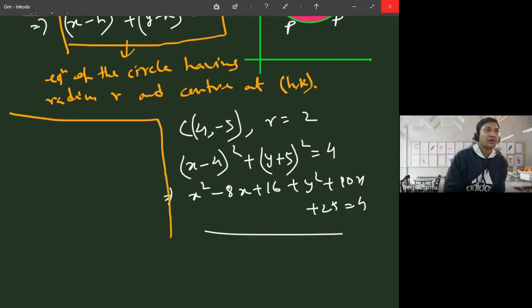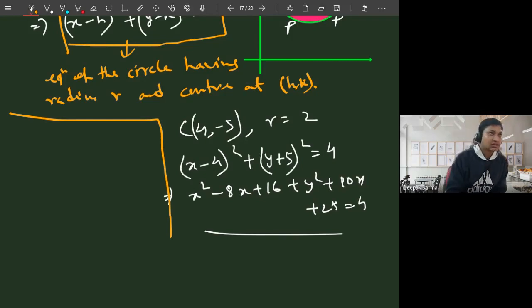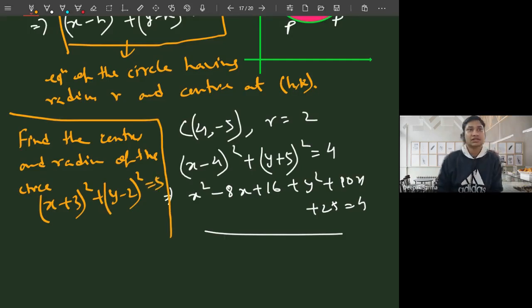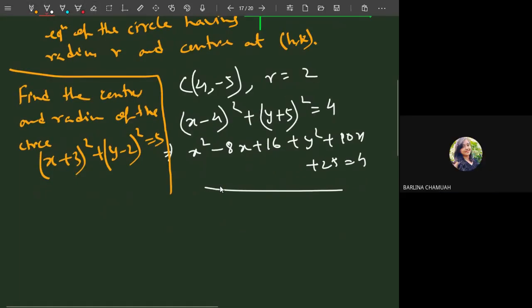Now, if I give you an equation and ask you to find the center and radius of this circle, consider, suppose, (x plus 3) whole square plus (y minus 2) whole square equals 5. Can you tell me the radius and the center or not? Radius is 5.